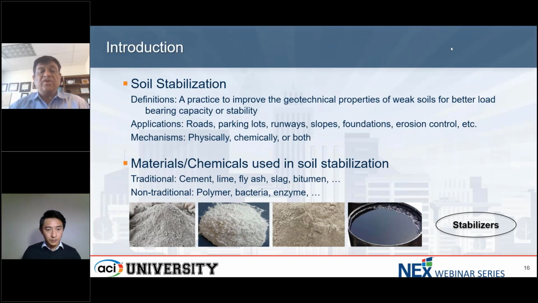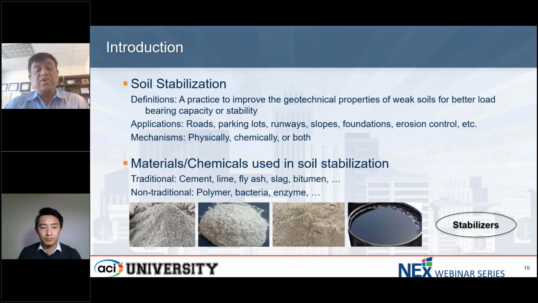So that's where we use different products for stabilization. And our stabilization can be done in different ways. You can use physical, or mechanical, or chemical methods. There are many ways. The one we are focusing on today is polymeric, which is considered a chemical stabilization process.